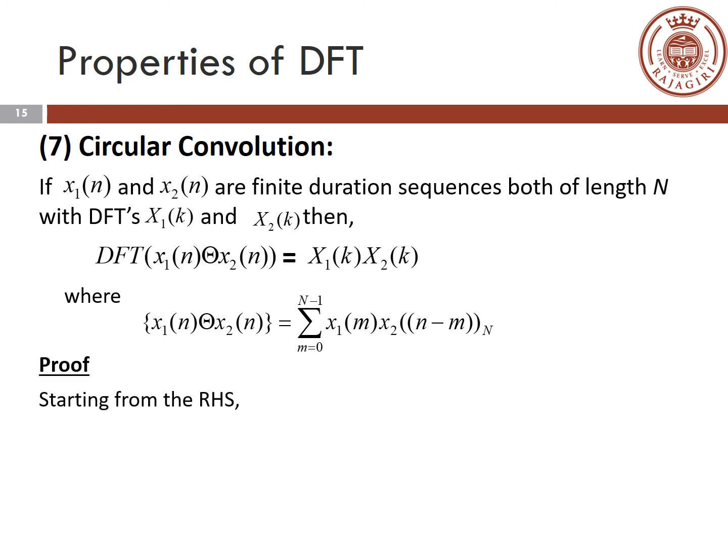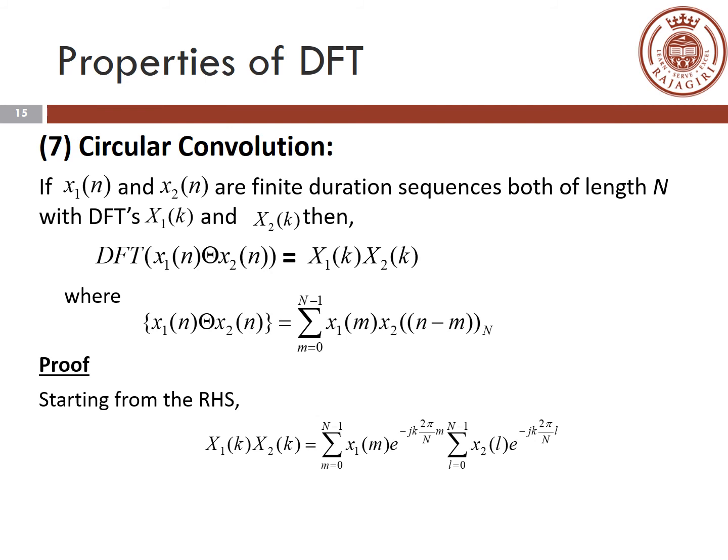So let's start with the proof. Let's start with the RHS. We have the RHS as X1 of k into X2 of k. Let's write the equations for X1 and X2. We know that X1 of k is the sigma m equal to 0 to N minus 1 of x1 of m e raised to minus j k 2 pi by N into m. Since X2 of k is taken separately, let's take another variable called l, the same equation but with a different variable.